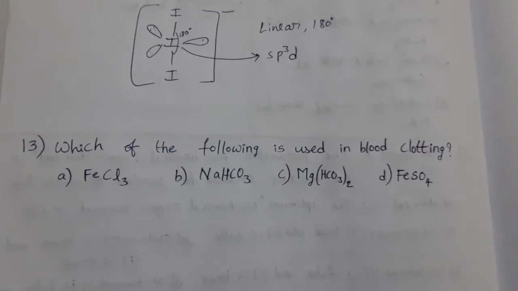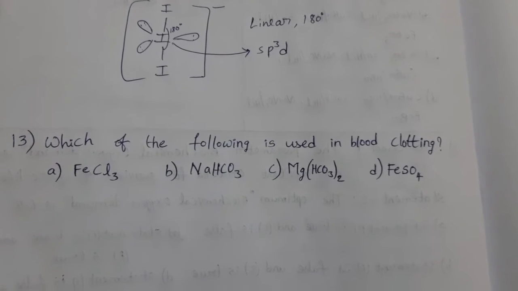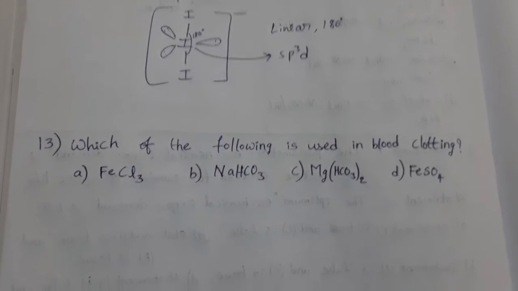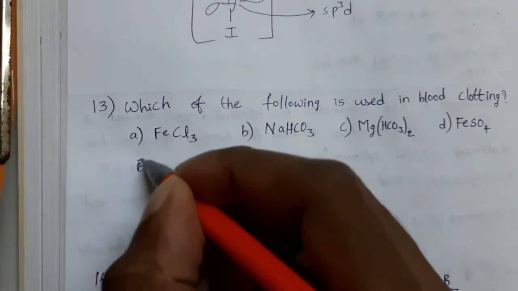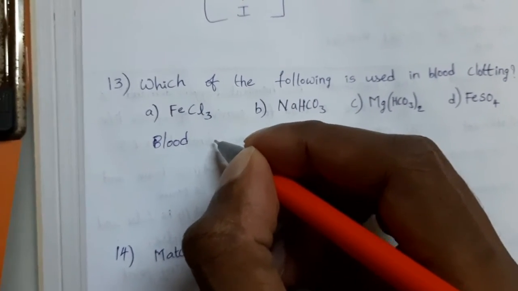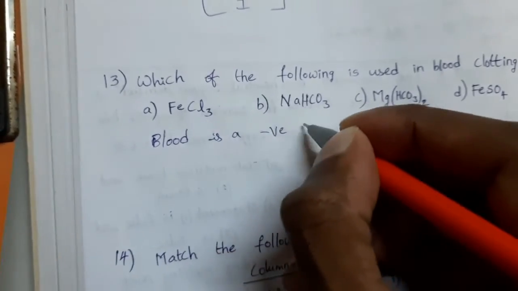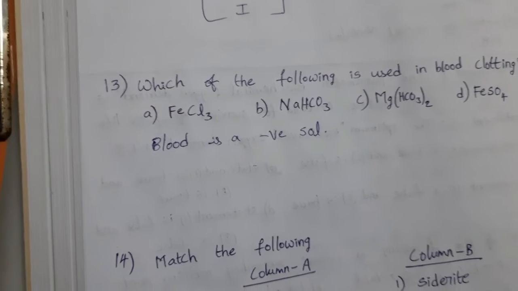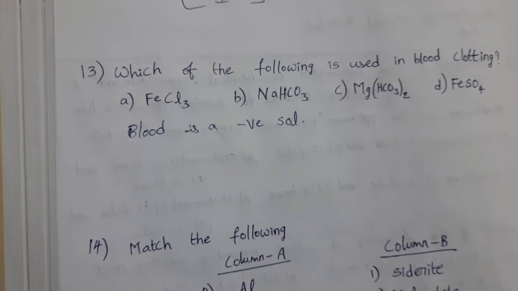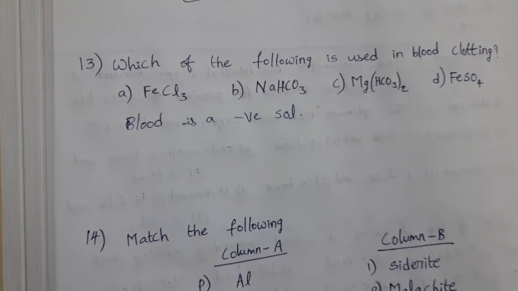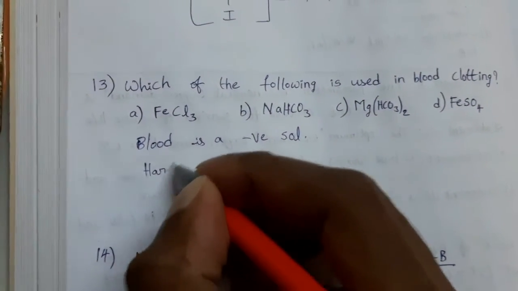Next, which of the following is used in blood clotting to stop the bleeding? Which is a suitable one? Here blood is a negative colloid, a negative sol. So to coagulate this blood we need a cation. That means a cation which has more positive charge can coagulate a negative sol very easily and quickly.